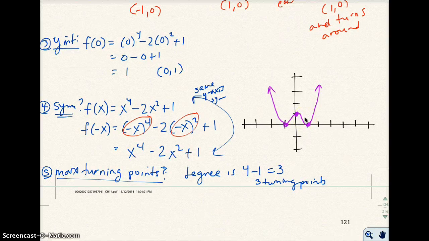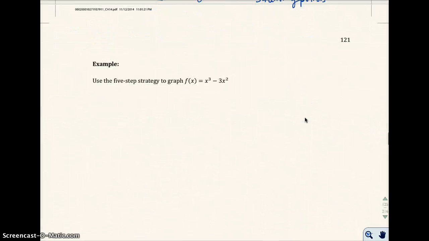Okay. I think I might not have enough time to do the next example before the end of the video. So let me stop the video, and we'll do the next example in the next part.